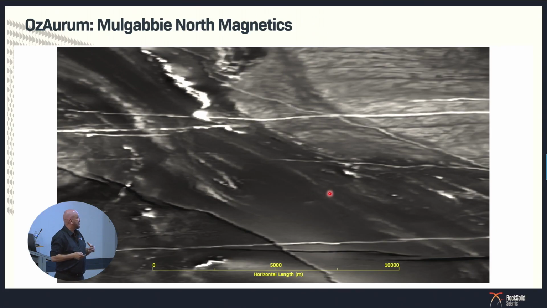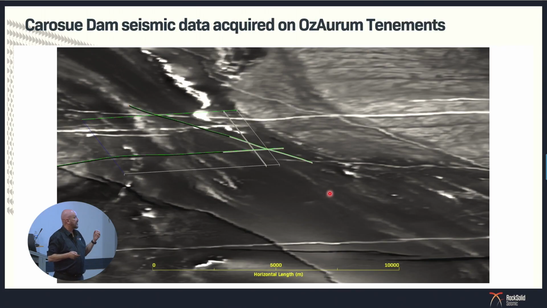So I'll just flick through these. This is Alicia's husband's project at Ozoran, just near Karasu Dam. We had the magnetics.